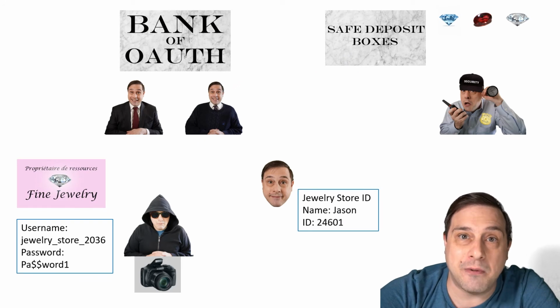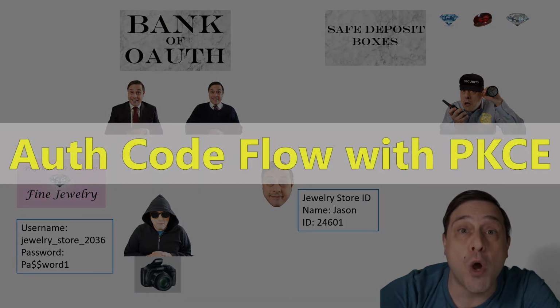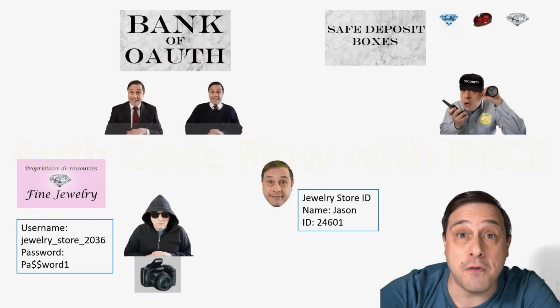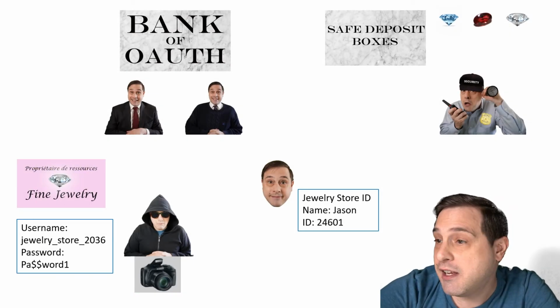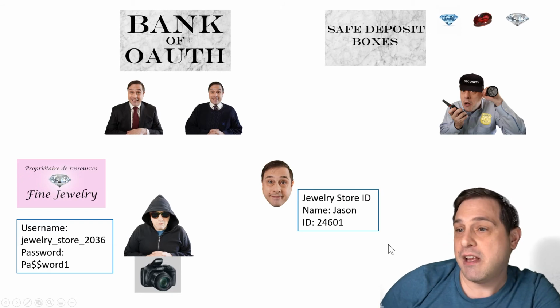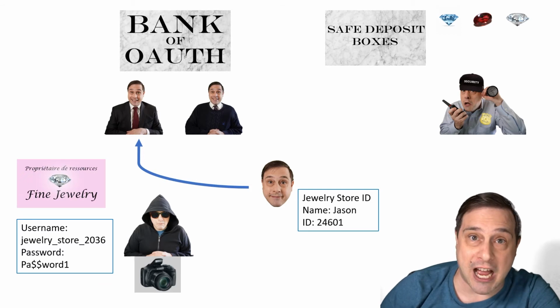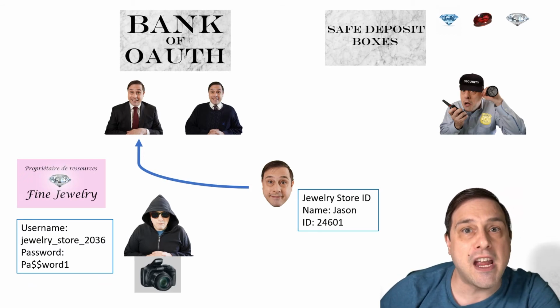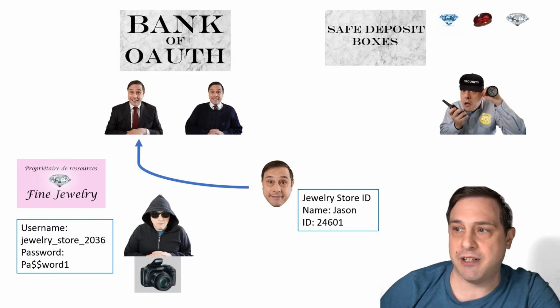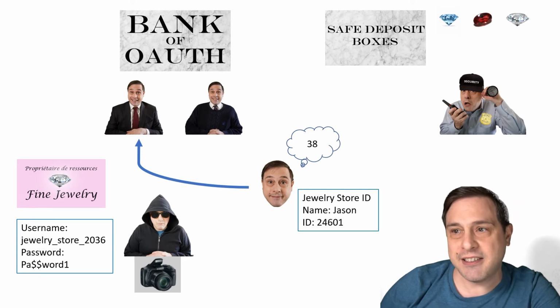How can we get around this issue and still be secure? Well, what we can do is use the newer OAuth 2.0 Auth Code Flow with PKCE. That's Proof Key for Code Exchange. So in this instance, we have the employee once again who has an ID but no password. So the employee once again goes to the first teller, says, "I am Jason and I would like the blue diamond." The teller then says, "Okay, think of a number between 1 and 100." So the employee thinks, okay, 38, why not?